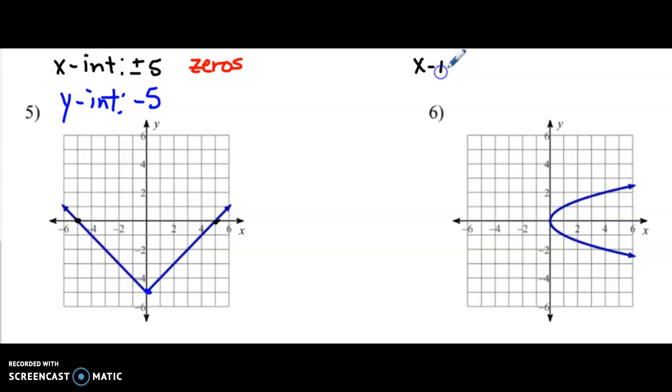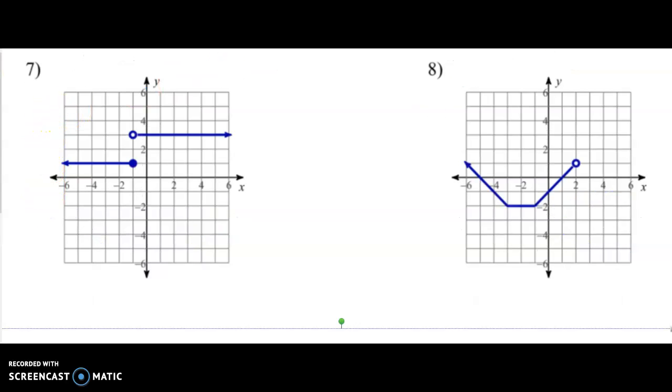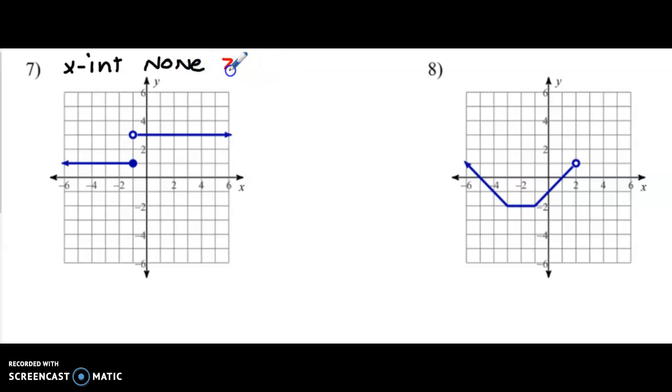For number 6, the x-intercepts, it crosses at 0. That is also a 0 of the solution. The y-intercept in this particular graph is also at 0 on the y-axis. For number 7, the x-intercept, where does it cross the x-axis? None. It has no x-intercepts, and therefore it has no zeros. The y-intercept is at +3.